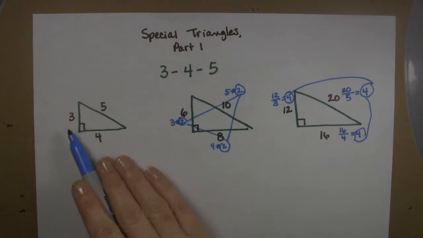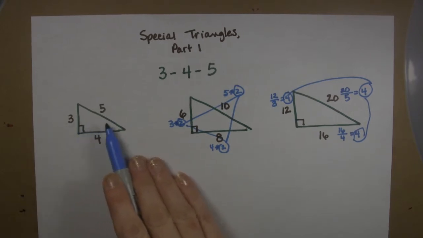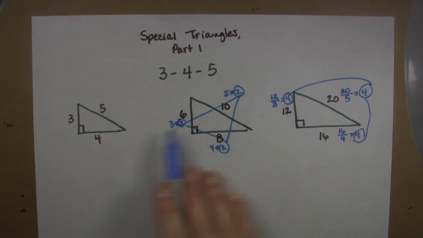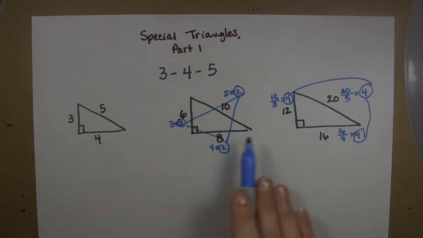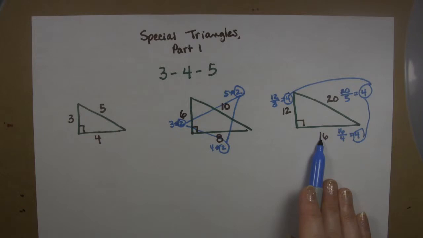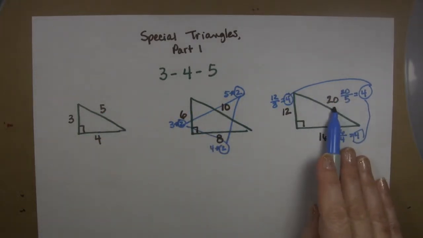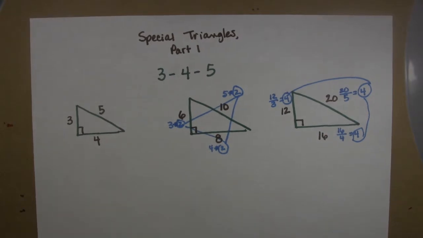So if you see that you can do 3 times any number and get a new side, and then 4 times that same number and then get this side, and 5 times that same number again and get this side, then you know that you are dealing with a 3, 4, 5 triangle.